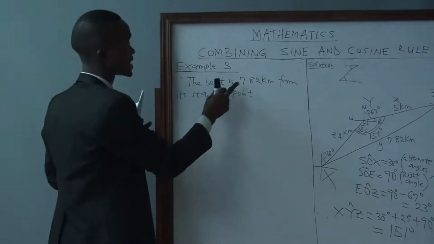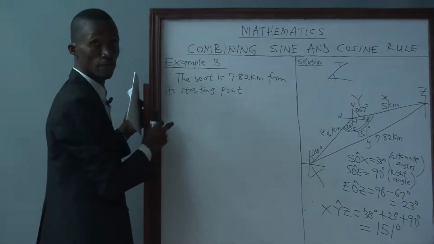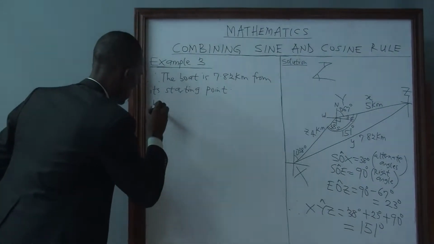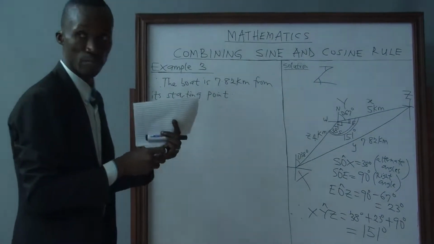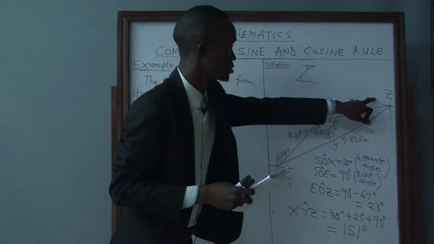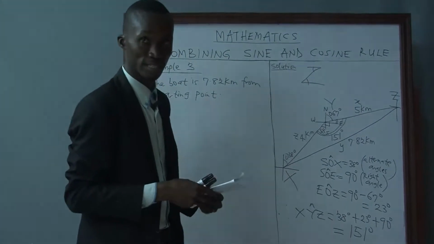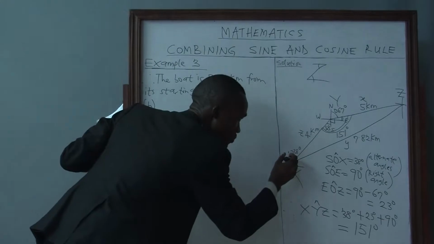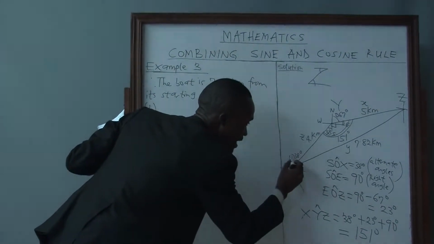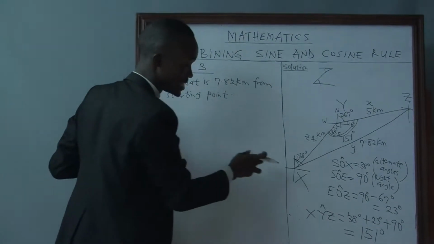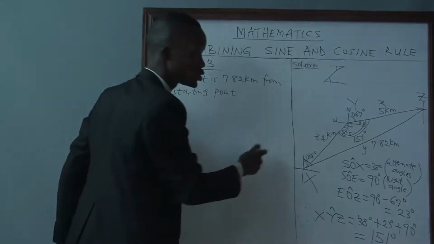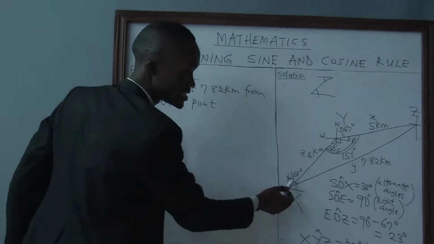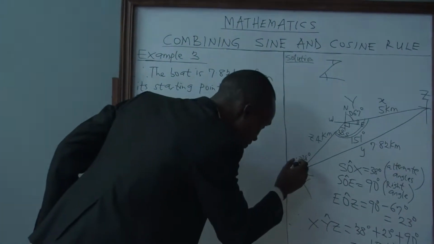So the boat is 7.82 kilometers from its starting point. Now the second part of the question is asking us for the bearing of that boat from its starting point. The bearing of the boat from the starting point will be taken from the North Pole to the line that connects the starting point of the boat to the final destination. And we already know this as 38 degrees. But we need from air to air.